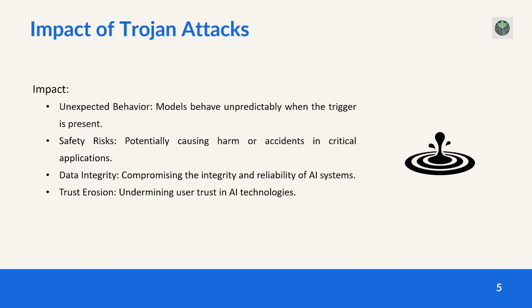So what are the impacts of these Trojan attacks? The impact can be pretty widespread and dangerous. Unexpected behavior is one of the most immediate concerns, especially when hidden triggers activate in critical applications like self-driving cars or healthcare diagnostics. These attacks can compromise data integrity, making the model's outputs unreliable. Trust erosion is a major consequence, as users become more reluctant to rely on AI systems when they know hidden manipulations are possible. These disruptions can have far-reaching effects, especially in industries where safety and accuracy are critical.